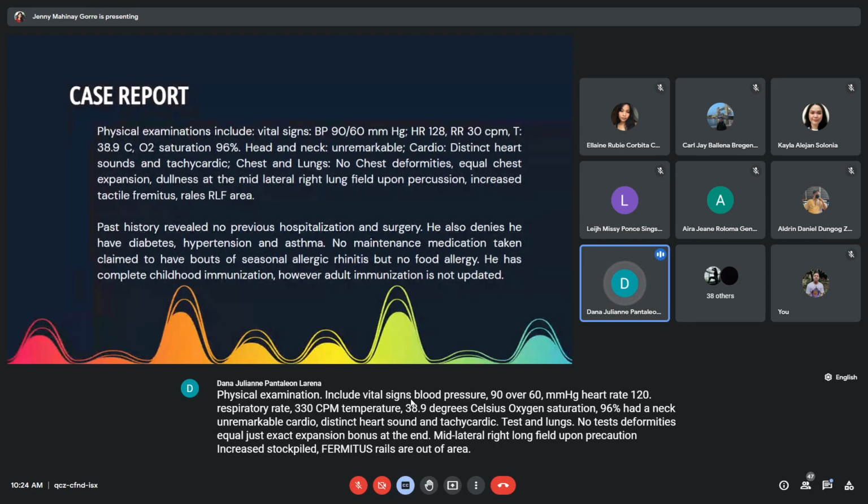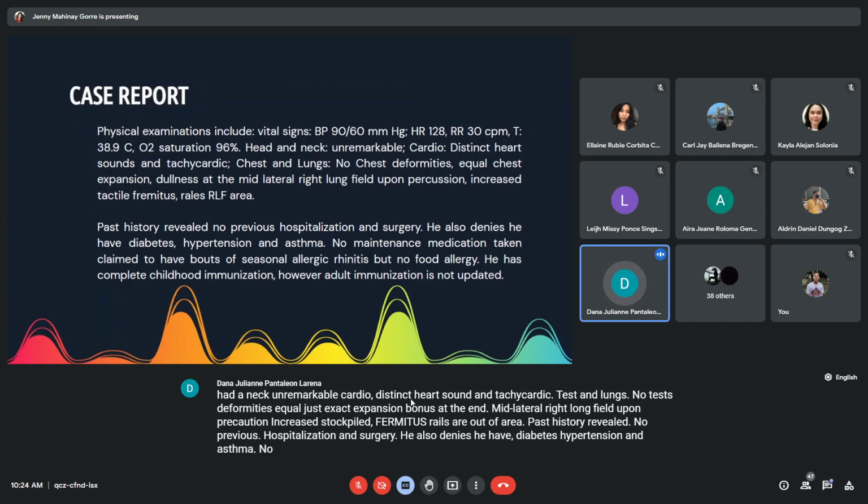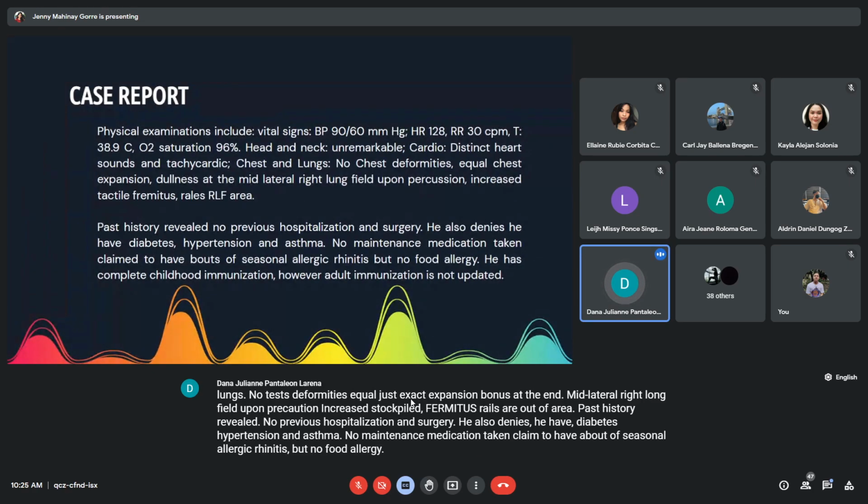Past history revealed no previous hospitalization and surgery. He also denies having diabetes, hypertension, and asthma. No maintenance medication taken. He claimed to have bouts of seasonal allergic rhinitis, but no food allergy. He has complete childhood immunization, however, adult immunization is not dated.